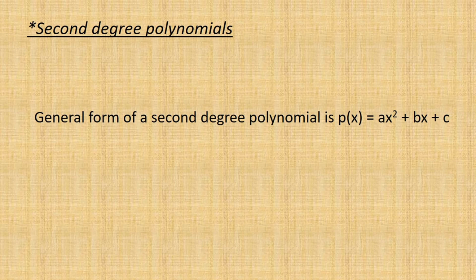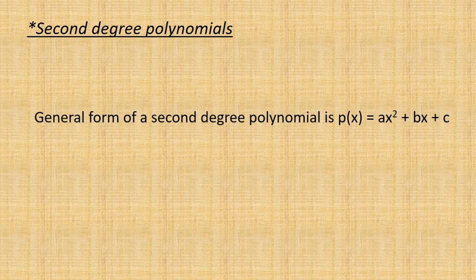And here a, b, c are constants and x is the variable. a, b, c are called the coefficients. A is called the coefficient of the x square term, b is the coefficient of x, and c is the coefficient of x raised to 0, that is, x raised to 0 is 1. Or in another way, you can say the constant term is c. Okay, so we will start with an example.